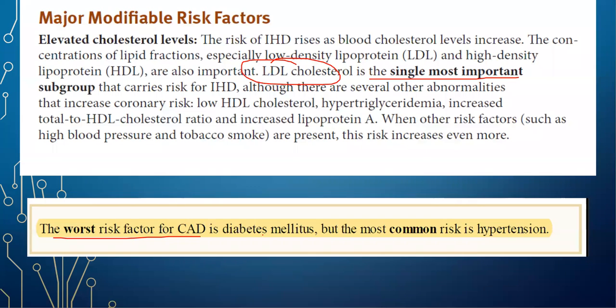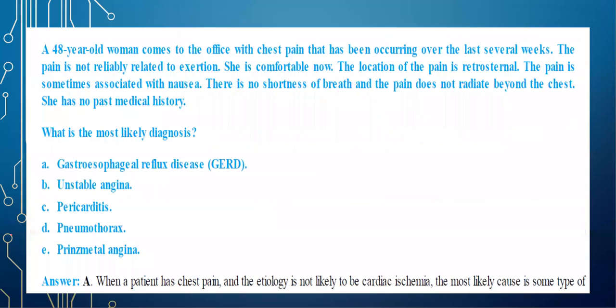If they ask what is the worst risk factor for coronary artery disease or ischemic heart disease, that's diabetes. Because a patient who has got heart attack and having a diabetes, that's actually a high-risk patient. And if they ask what is the most common risk factor for having ischemic heart disease, that's hypertension. So three things, most important, most common, and worst. So you have to remember this in this way.